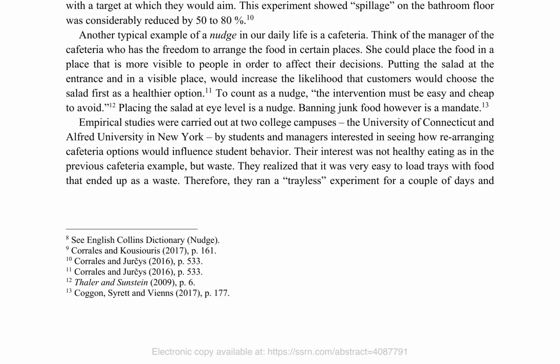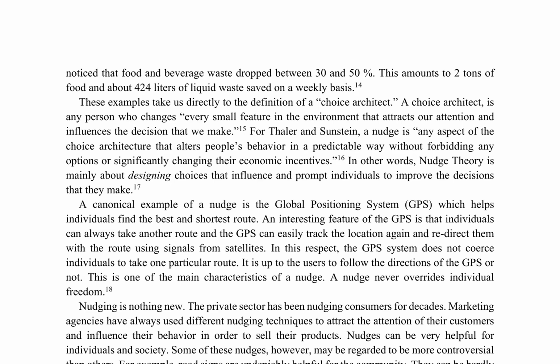A choice architect is any person who changes small features in the environment that attract attention and influence decisions. A nudge is any aspect of the choice architecture that alters people's behavior in a predictable way without forbidding any options or significantly changing their economic incentives. The Global Positioning System, GPS, is a canonical example of a nudge, as it helps individuals find the best route without coercing them to take one particular route.